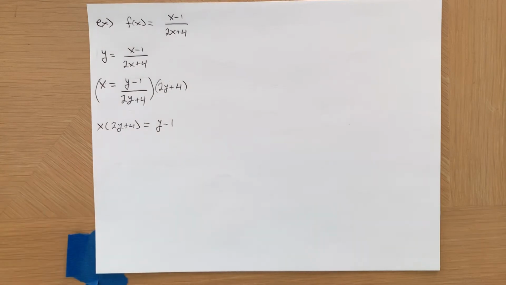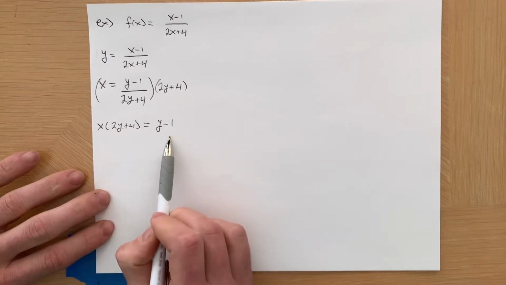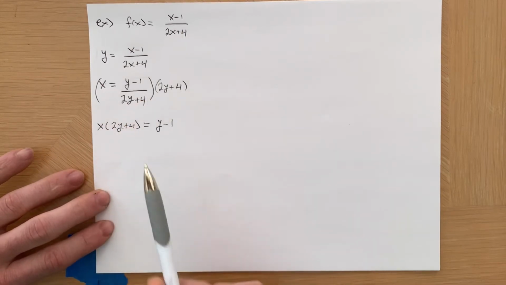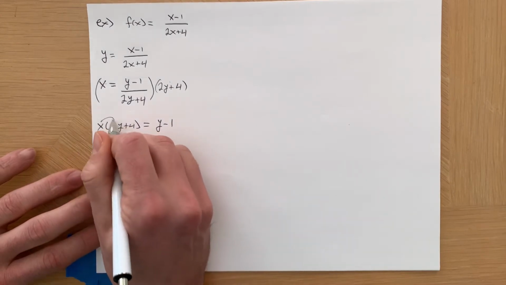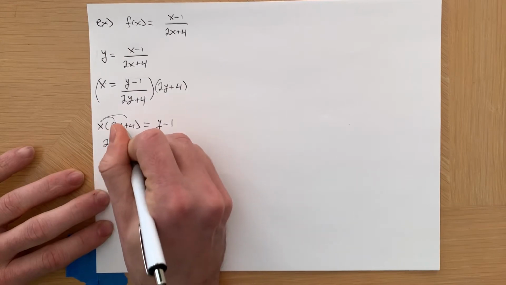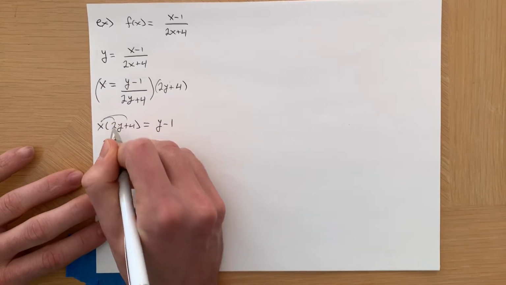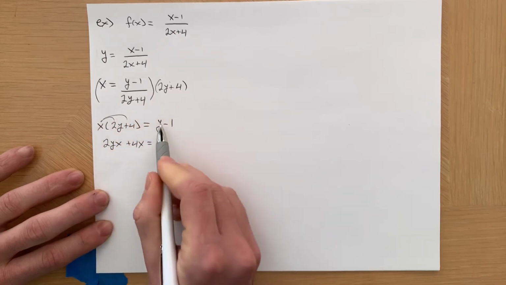Now in the previous problem, the way we decided to continue is we had this x here, and we just divided x onto both sides. For these type of problems, it's not going to necessarily work. What we want to do is take this x and distribute it. So we want to distribute the x through the set of parentheses, and we're going to get 2yx, just from multiplying the x to right here, and then x times 4, so plus 4x. And then it's just equal to y minus 1.